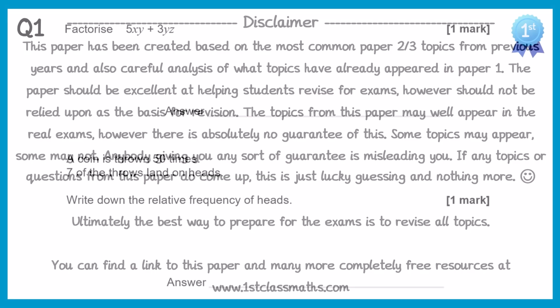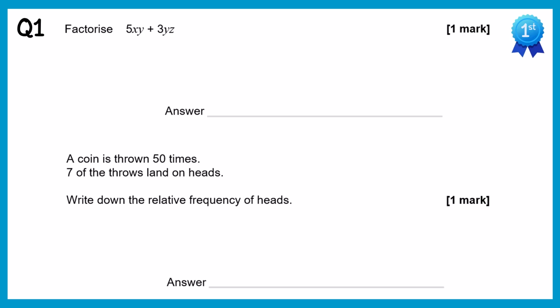Now let's take a look at the solutions. So in question 1 we've been asked to factorise, which means to put into brackets. This one's going to be a single bracket factorisation. Looking at the two terms here, the only common factor is y, so y will go outside the bracket. Then I need to consider what I would multiply y by to get 5xy and 3yz. To get to 5xy, I need to multiply by 5x, and to get to 3yz, I need to multiply by 3z. So this is the answer, y bracket 5x plus 3z.